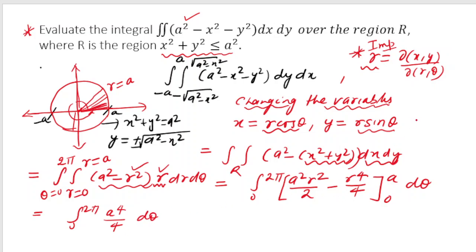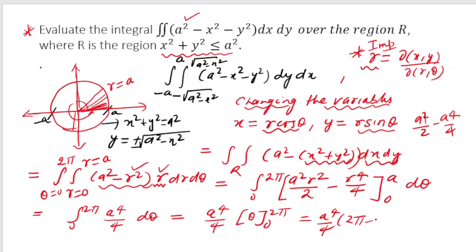I hope you got it, because I am getting a to the power 4 by 2 minus a to the power 4 by 4. So that will give me a to the power 4 by 4. And now I have to evaluate it with respect to theta. So a to the power 4 by 4 is constant. Integration of d theta is theta. Limit is 0 to 2 pi. So I will write a to the power 4 by 4 and then 2 pi minus 0.